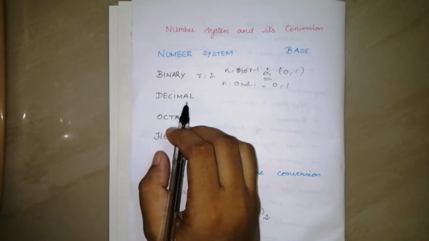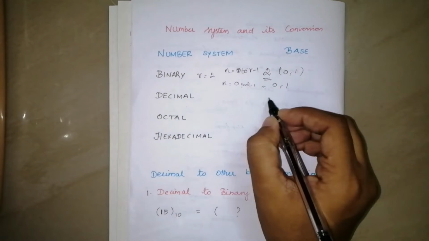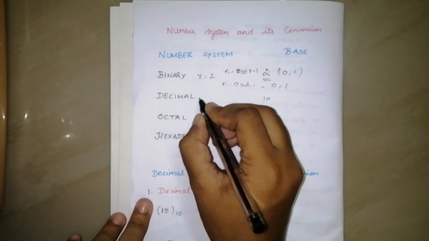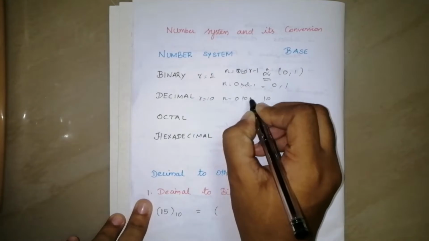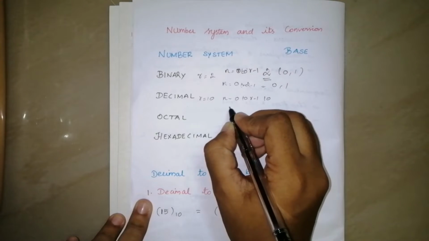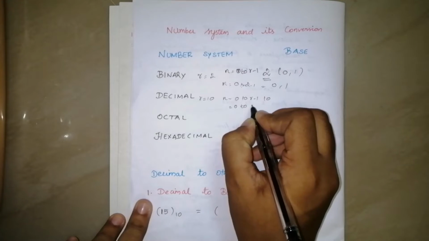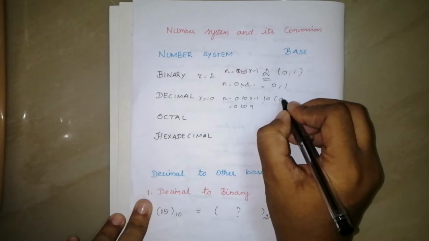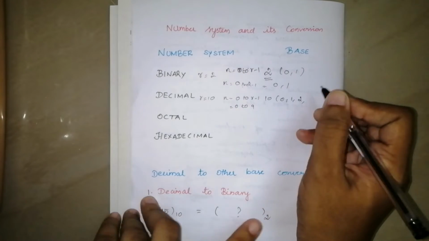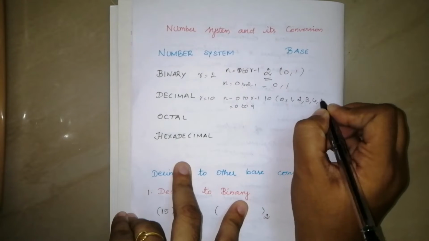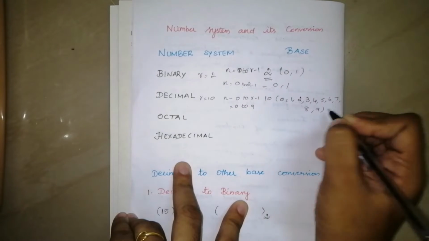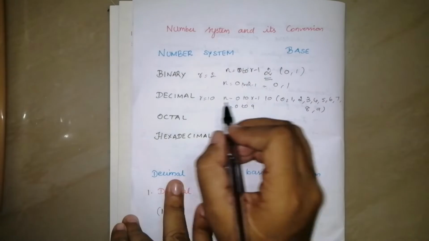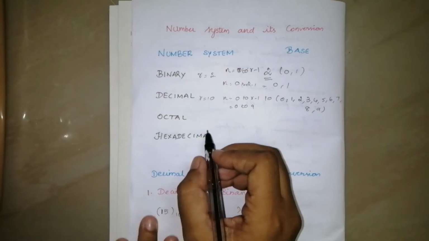Then the second one is decimal. We know decimal means 10. Now r is equal to 10. n is equal to 0 to r minus 1. So therefore 0 to 10 minus 1 is nothing but 9. Therefore it will contain 0, 1, 2, 3, 4, 5, 6, 7, 8 and 9. These are the elements used in the decimal number system.